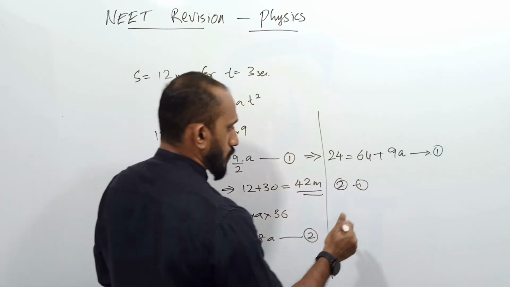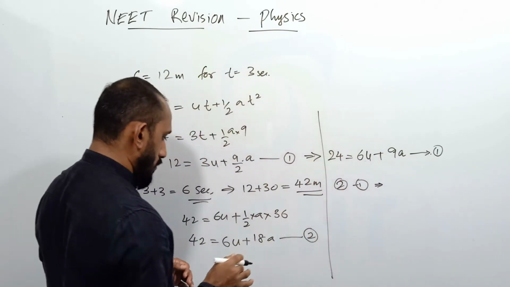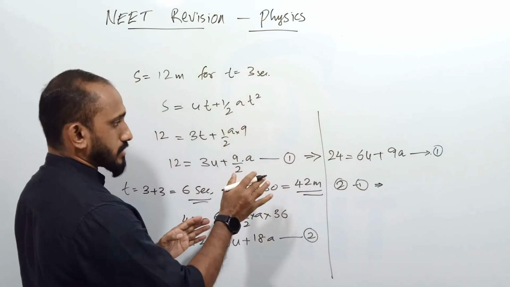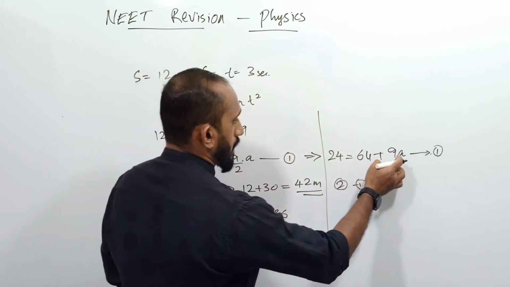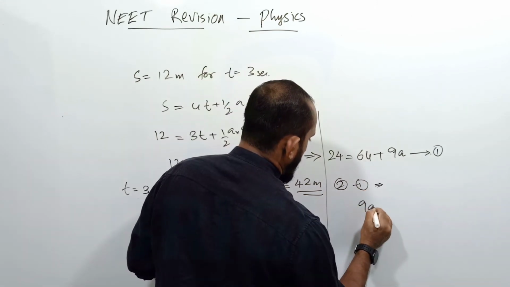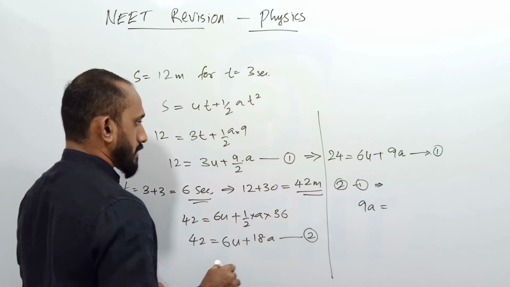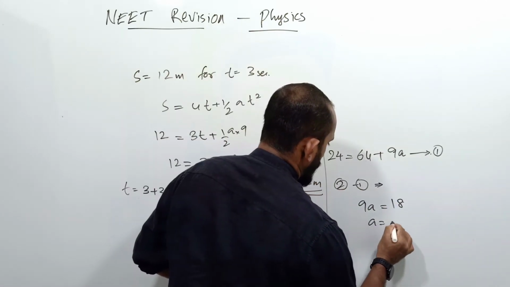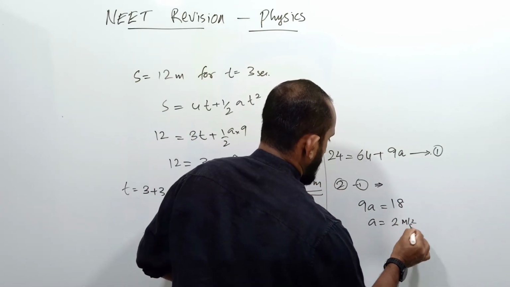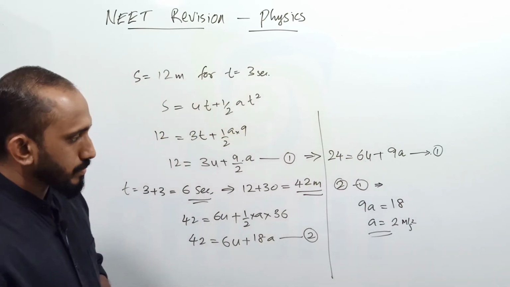42 minus 24 on the LHS, you have to subtract this one. Then 6u will be cancelled. 18a minus 9a, we get 9a is equal to 42 minus 24, that is 18. So a is equal to 2 meter per second square.